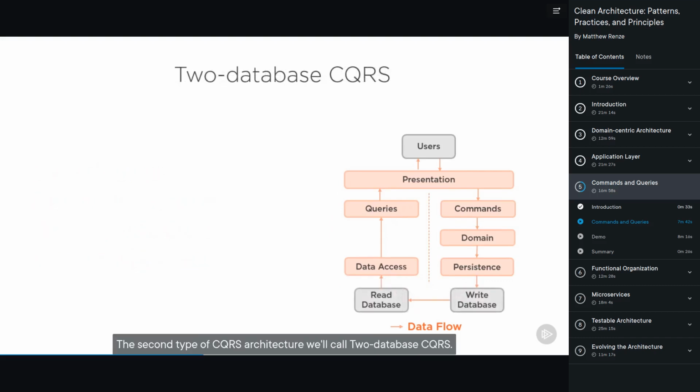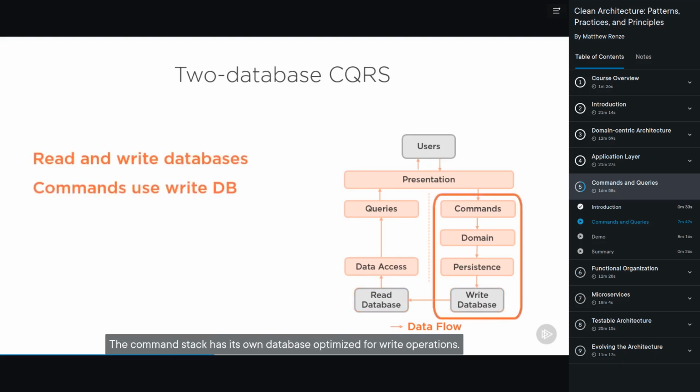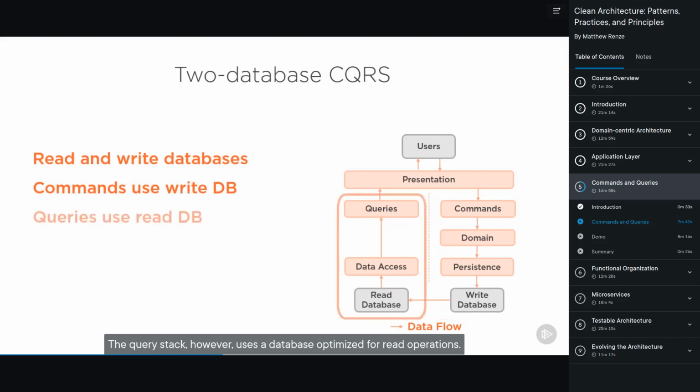The second type of CQRS architecture we'll call 2 database CQRS. This type of CQRS has both a read database and a write database. The command stack has its own database optimized for write operations. For example, a third normal form relational database or a NoSQL database. The query stack, however, uses a database optimized for read operations. For example, a first normal form relational database or some other denormalized read-optimized data store.